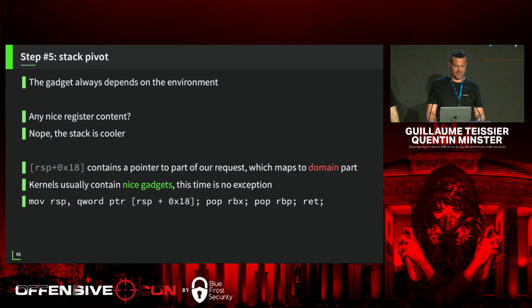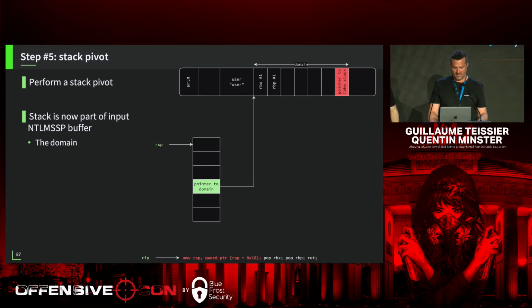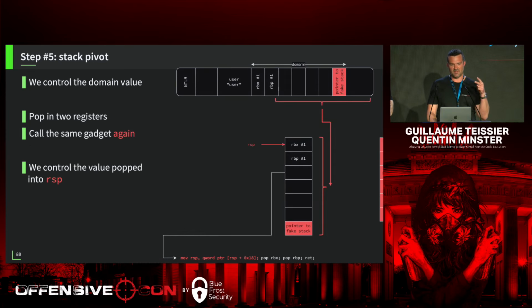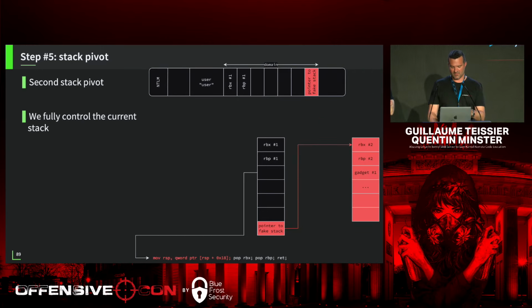So we found a gadget, which is basically a move RSP, and it moves the pointer to RSP. So, high-level view. This is the originating stack at the moment of where the gadget is called, and what we do is that we perform a first stack pivot onto our input buffer, here on the top, and we make a second use of the very same gadget, because this time we will control the value that will be popped from the stack, and that will become the second stack. And this way we can perform a second stack pivot, leading to our fake stack, and we fully control the stack which we pivot to.